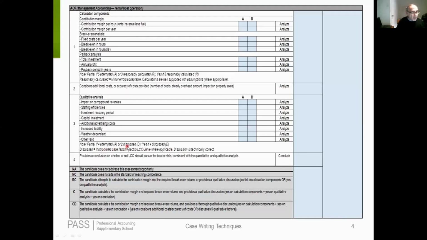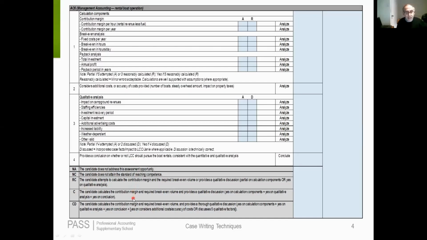So to get partial, either quantity or quality, but they're not looking for both. To get yes, which is going to be necessary for competent, you need both quality and quantity. You hit 4 points and you had a quality discussion. And then finally, if you look at point number 4, provides a conclusion on whether or not LCC should pursue the boat rentals consistent with a quantitative and qualitative analysis. Note that point number 4 is focusing on the need to conclude, bearing in mind both your quants and your qualitative.